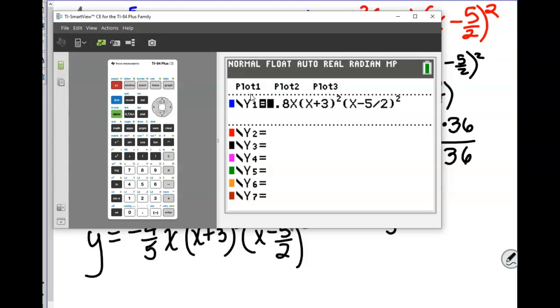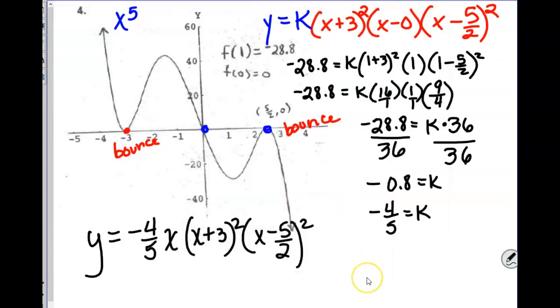Did you want me to run through this one real fast with the other possibility? I can do that. Can anybody tell me what they would have liked to do? This would still be x plus 3, right? And this would just be crossing at 0. But did anybody want to write this as 2x minus 5? Would that work? That would be 5 halves, right, guys? And that would be squared.